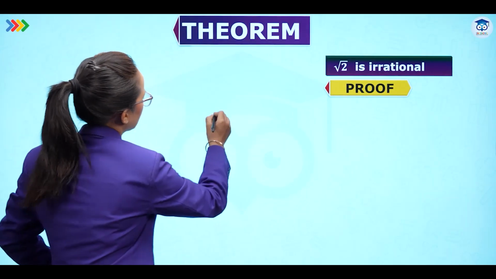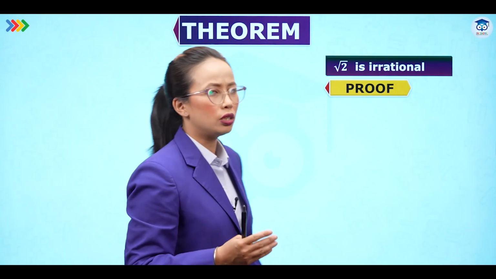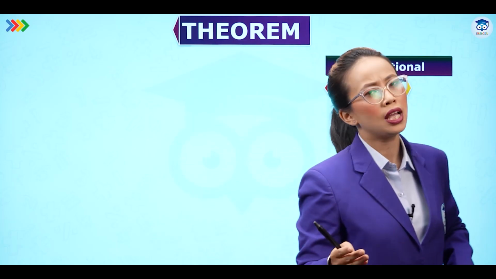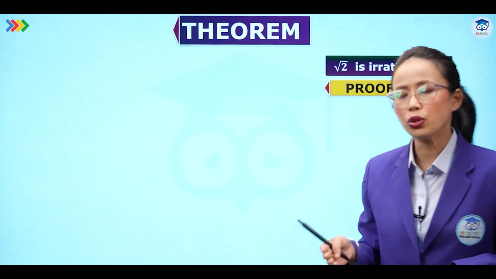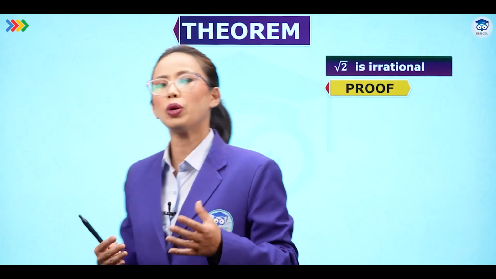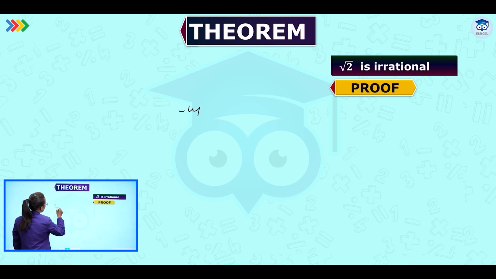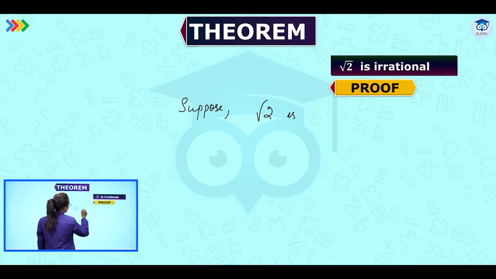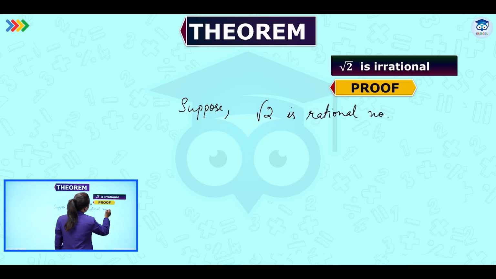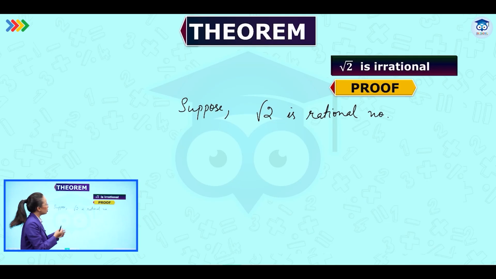So, root 2 is irrational means what? It cannot be expressed as a division of any two integers, right? So for this we will be using the contradiction method. Contradiction method means we suppose we assume that root 2 is rational. Contradiction method means we take a different statement and bring it to some contradiction. Okay, so root 2 is rational.